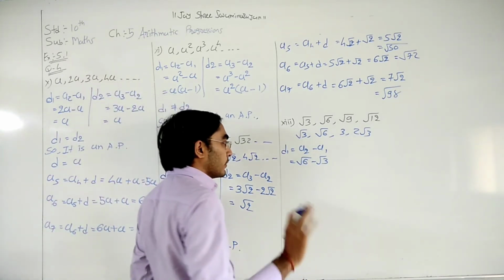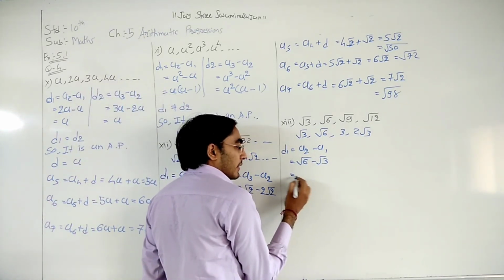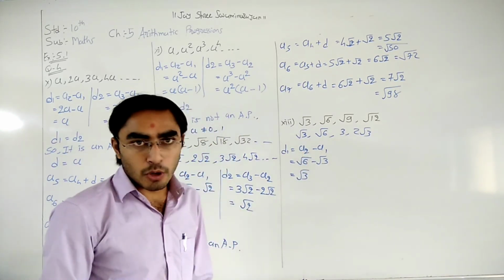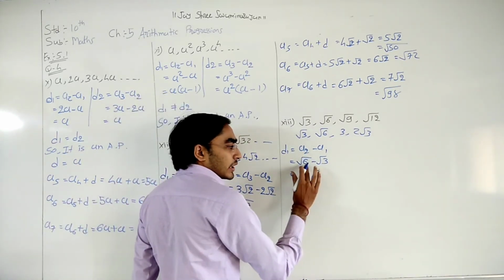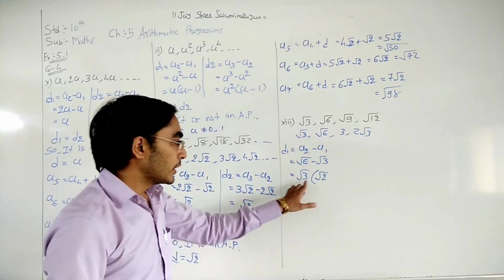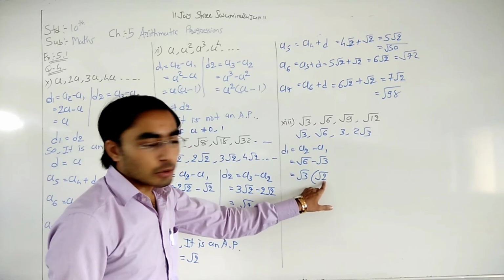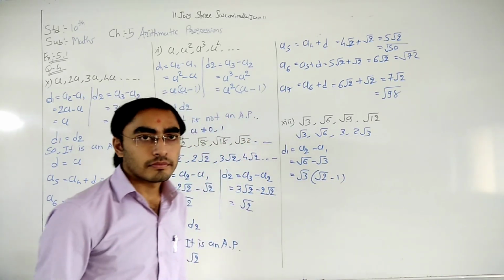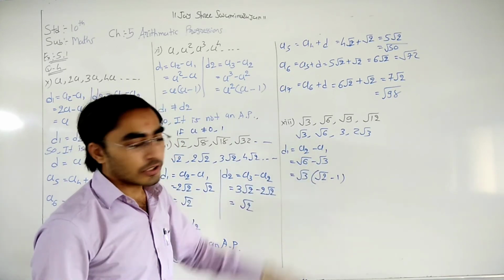Otherwise we have one way. We can take under root 3 as a common factor. So here 3 times 2 is 6, so under root 2 is remaining. And here under root 3 is common. So minus 1. Okay, under root 3 times under root 2 minus 1.